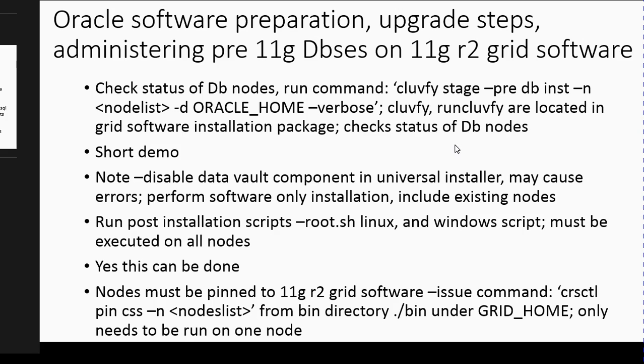After I'm done with the upgrades on the individual nodes, I would then run the post-installation script. Again, a brief rundown of what I've covered so far: the first thing you do is figure out the status of your nodes by running this command. Once you run it and know the status, you disable Database Vault, and then you perform the software installation.